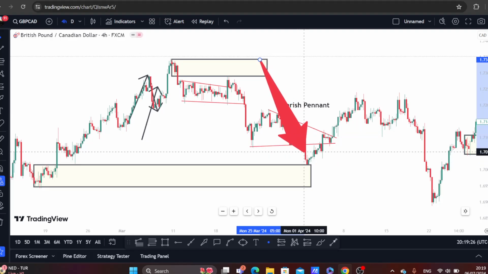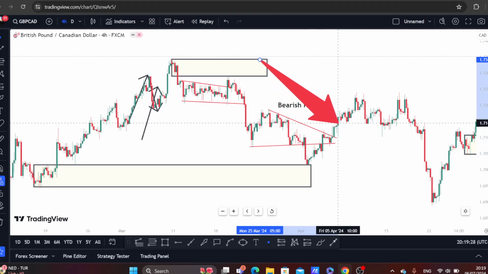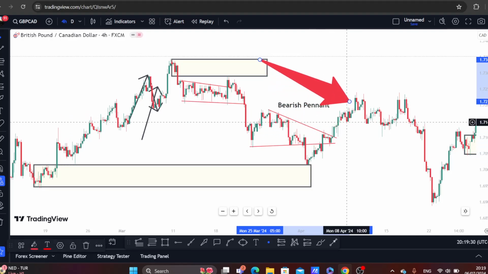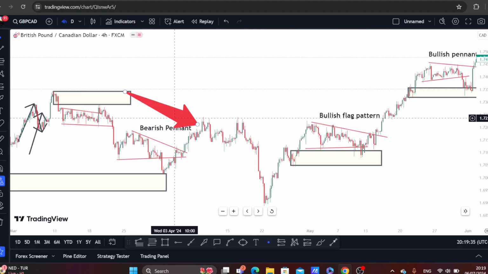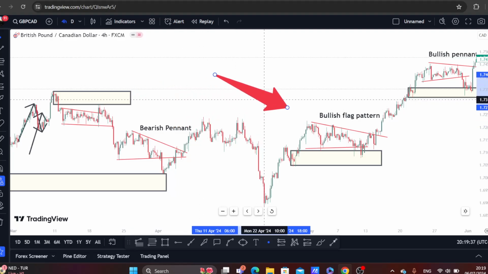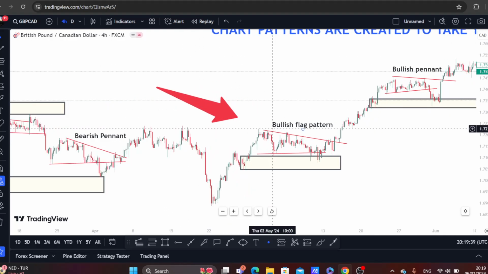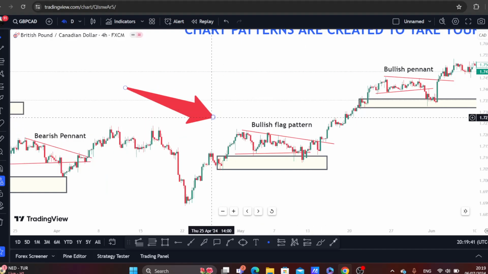Yeah, price came into the demand zone and then got you stopped out. Okay, so that's the second one. The third one we're going to look at is the bullish flag pattern, a very popular chart pattern.